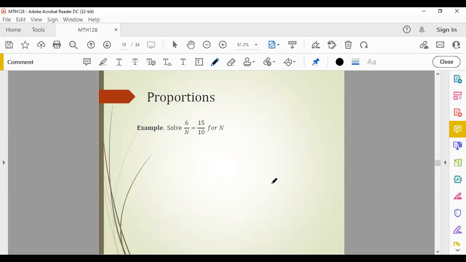Okay, so let's look at another one that's a little more difficult. So this one is 6 over n equals 15 over 10. So let's write that down. This one throws a lot of people off because the variable is on the bottom. When I ask people which number should you move first, most people say move the 6, but that's not really going to help because the n will still be stuck on the bottom, even if you move the 6 over to the top.